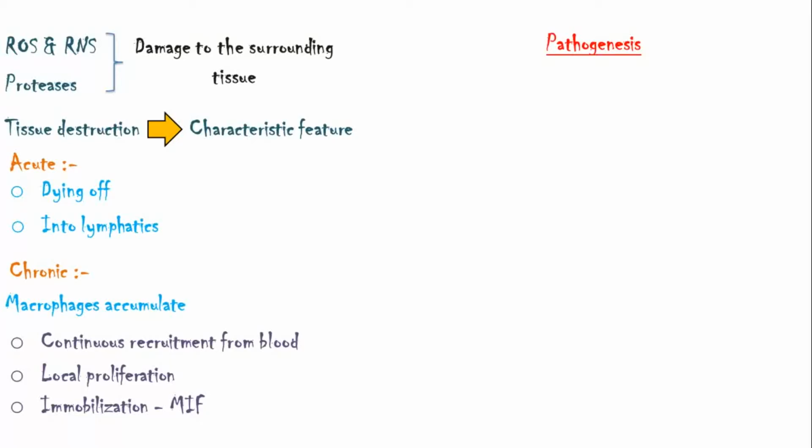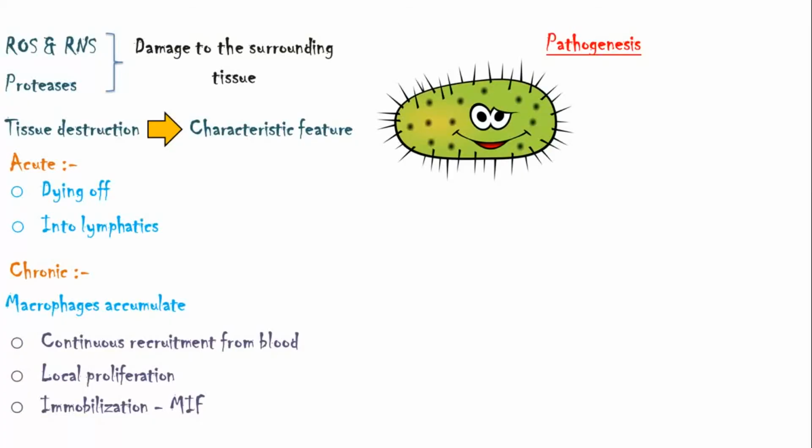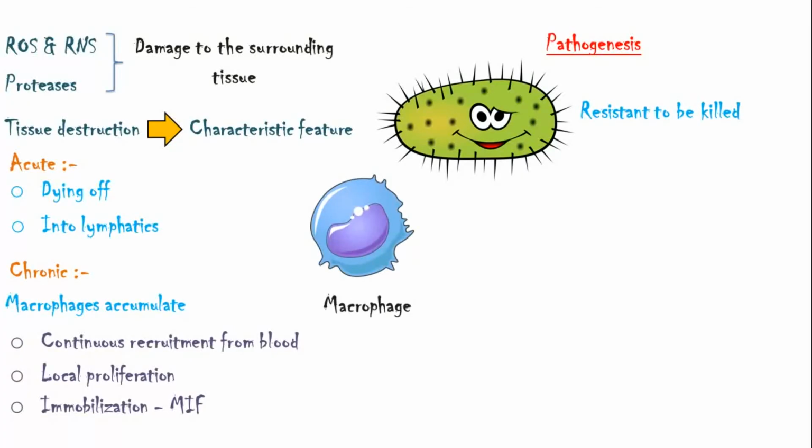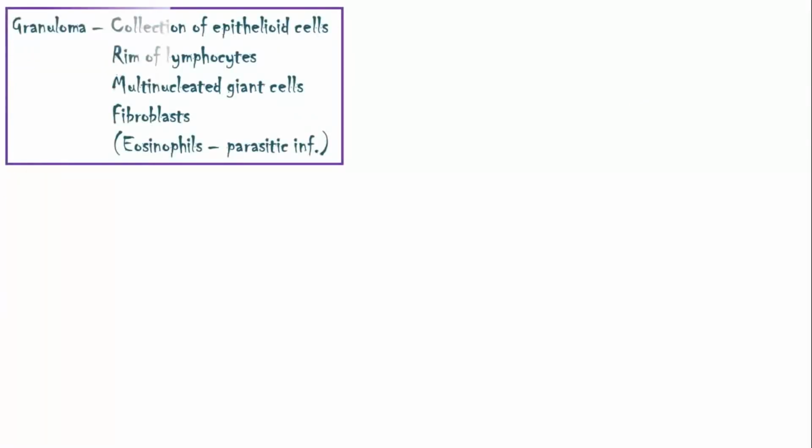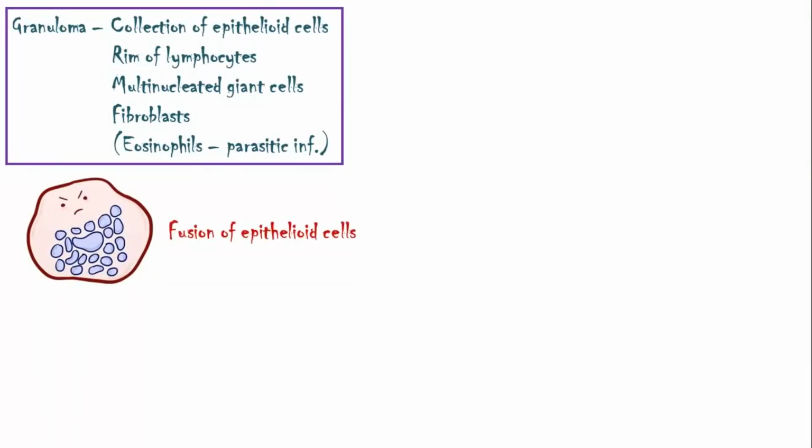As we know, granulomatous inflammation occurs when the offending agent is resistant to being killed by the macrophages. So, the macrophages are stimulated to become epithelioid cells, which have more microbial killing ability than macrophages. So, a granuloma is actually a collection of epithelioid cells surrounded by a rim of lymphocytes. Sometimes there may be multinucleated giant cells and fibroblasts as well. In parasitic infections, eosinophils are also present in the granuloma. Multinucleated giant cells are formed by the fusion of several epithelioid cells.